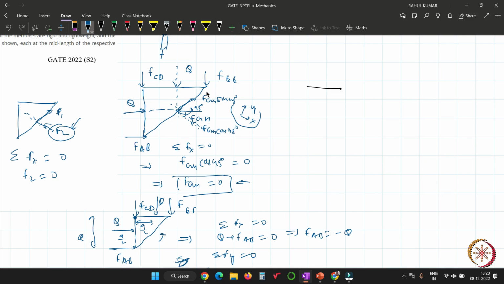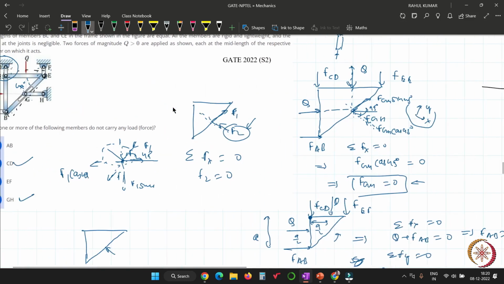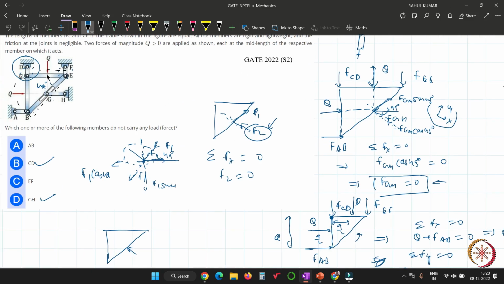Oh, yeah. Actually, this Q force is in this member, right? Not here. Okay, you have to understand this. This Q force is on this member, not this member. So what is the meaning to balance this force with Q? There is no meaning. Okay, Q force is in this member, and this Q force is on this member. Not in this member. So don't confuse with this.